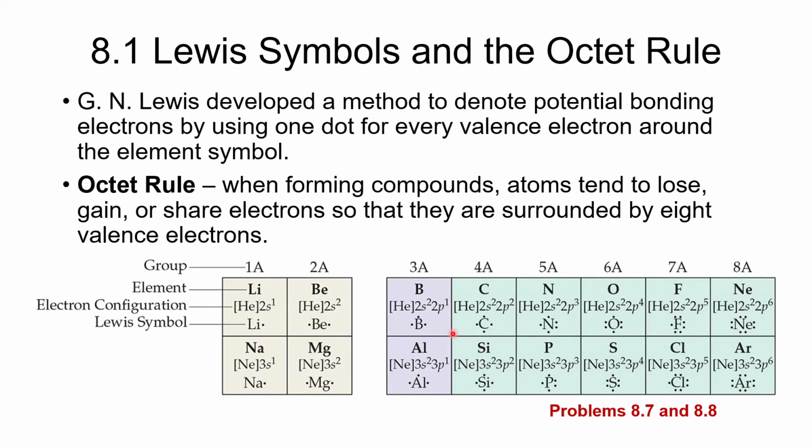So now we want the octet rule, and the octet rule says when forming compounds, atoms tend to lose, gain, or share electrons so that they are surrounded by 8 valence electrons. And we'll find that this is true for atoms in period 2 and below on the periodic table. In period 1, like hydrogen, it can't have 8 electrons. So let's look at number 7.